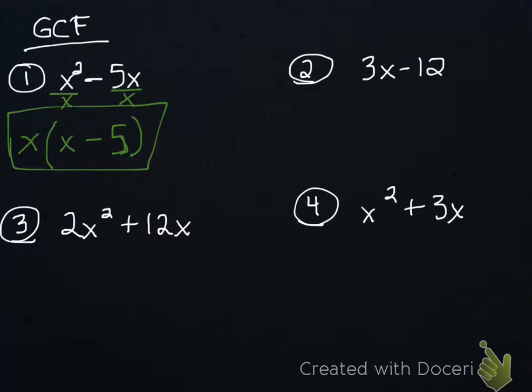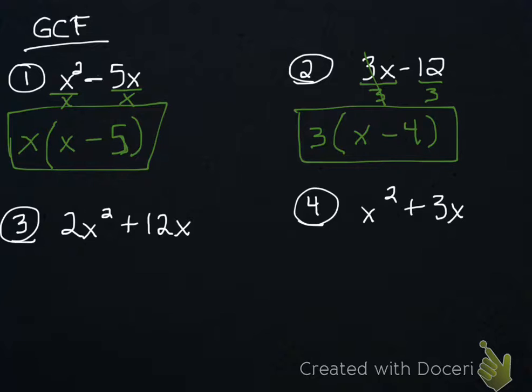Okay? Let's look at number 2. Well, I don't have any x's I can pull out on this one, but 3 and 12 are both divisible by 3. So we're going to divide both of those by 3. The 3 is the GCF. It goes outside the parentheses. 3 divided by 3 cancels, and I'm left with just the x. 12 divided by 3 is 4. Remember to always bring down the sign. So negative 12 becomes a negative 4.